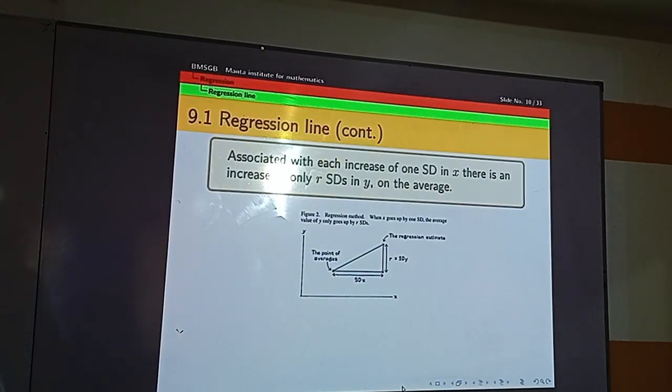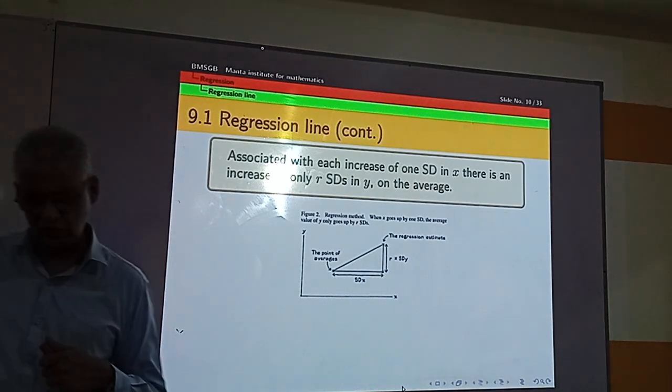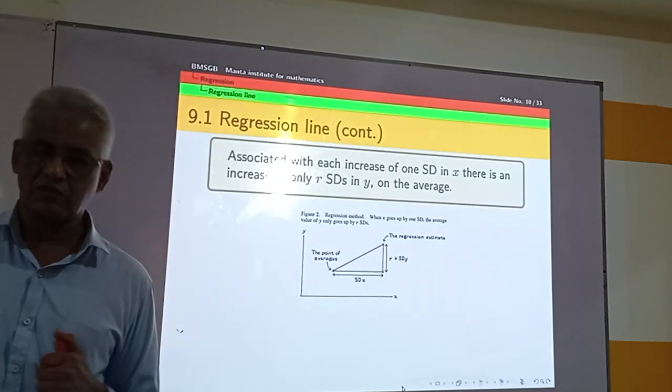Associated with each increase of one SD in x, there is an increase of only r times the SD of y on average. So here the word increase assumes that it is positive. Otherwise, r will be negative, so it will be a negative increase. That means a decrease.